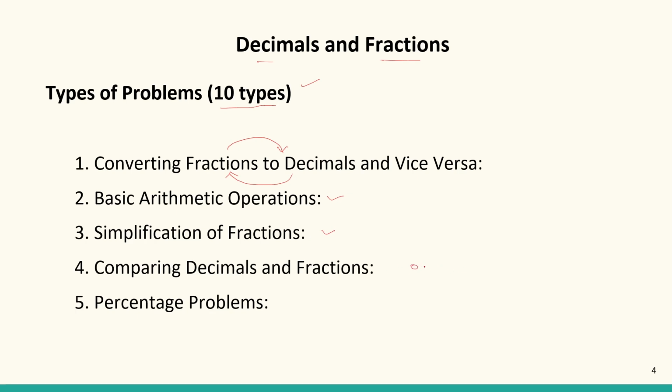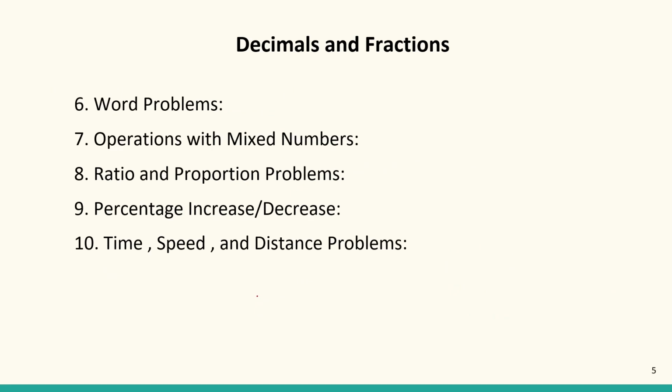It will be something like you have 0.9 here and a fraction like 3/7 here, and it will say compare these two. These are two numbers, so one of three scenarios is possible: equal, greater than, or less than. Which one is correct? This may be asked. These kinds of questions are called comparing decimals and fractions. Then there are percentage problems, which we'll see, and then we have word problems.